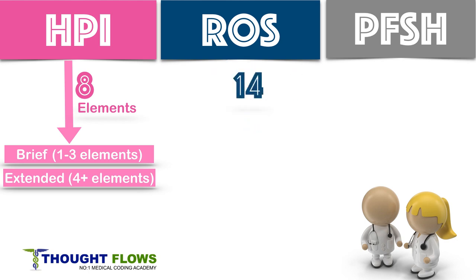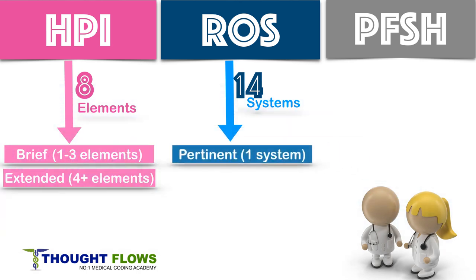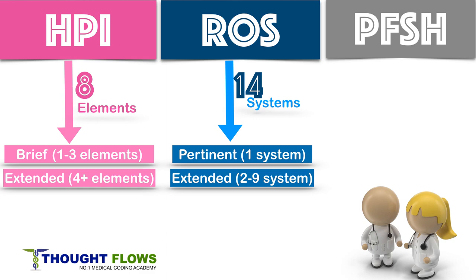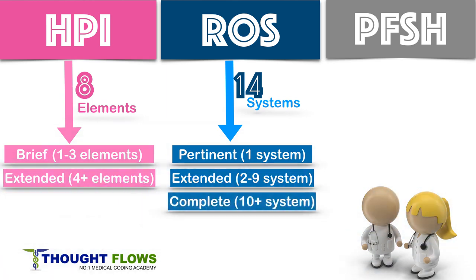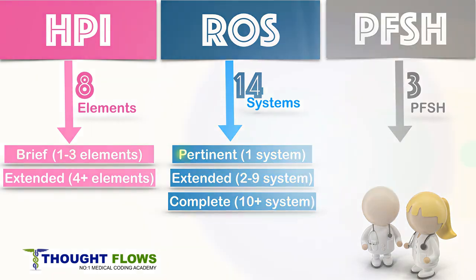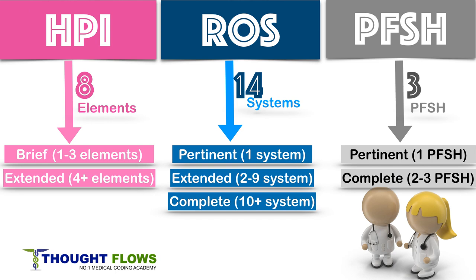And coming to ROS, having 14 systems, it is divided into pertinent if the doctor did only 1 system out of 14. And next, if the doctor did 2 to 9 systems we can take it as extended ROS. If the doctor did 10 plus systems we'll take it as a complete ROS. And coming to PFSH, we check for 3 things and it's divided into 2 parts, which are pertinent and complete. For pertinent, we require any one of the past, family or social history, and for complete, we require 2 to 3.